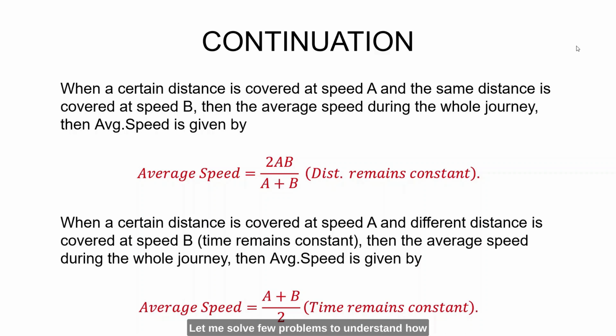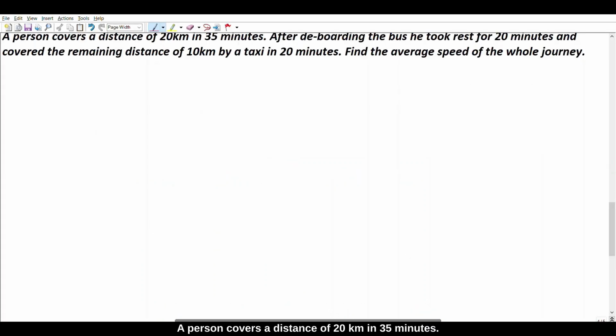Let me solve a few problems to understand how the average speed works in real time. A person covers a distance of 20 kilometers in 35 minutes. After deboarding the bus, he took rest for 20 minutes and covered the remaining distance of 10 kilometers by a taxi in 20 minutes. Find the average speed of the whole journey.